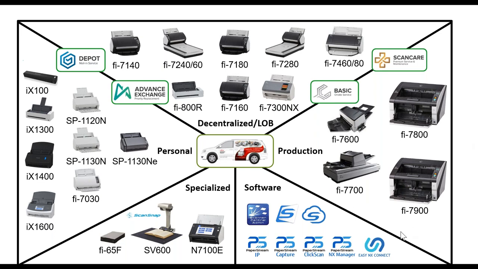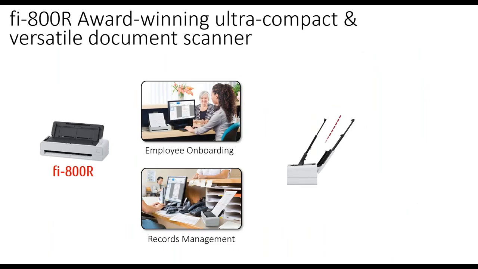So moving forward on the next slide, we're going to talk about our FI800R. And this is a great scanner for HR because it's small and reliable. You can see on the right, it actually has a dual feed system with our doc feeder. Documents go in and they come out the front center of the unit. And that allows you to use the scanner without clearing out the space in front of it.